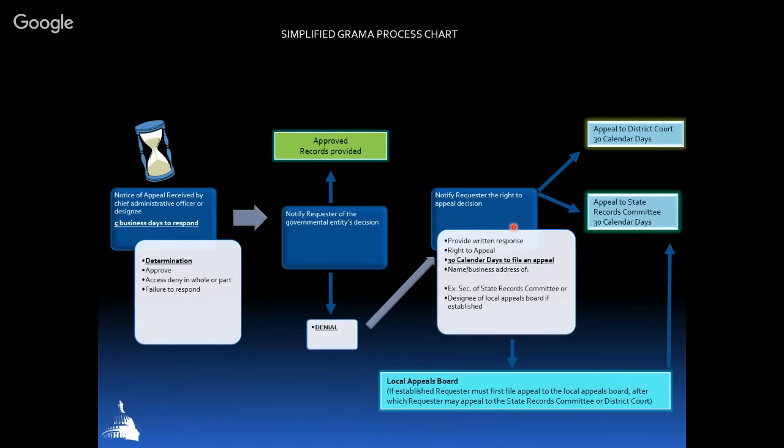Within that notification, you would provide the written response, the right to appeal, 30 calendar days to file an appeal, the name, business, and address of the executive secretary of the State Records Committee, or if it's a local appeals board that they need to appeal to, then you would provide that information. Once they have appealed to the local appeals board and the local appeals board has made their determination, then the requester can appeal to the State Records Committee or the district court, depending on which route they want to go.